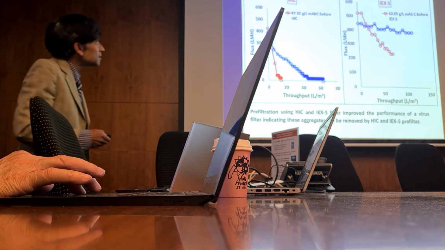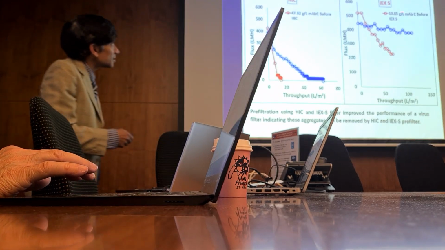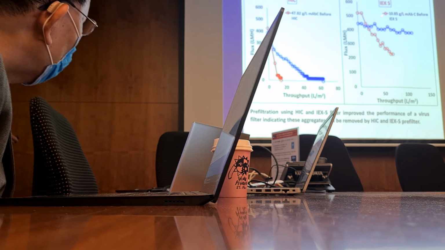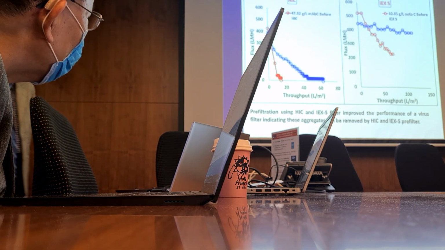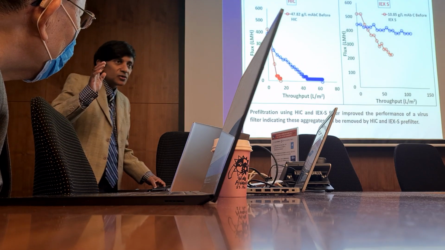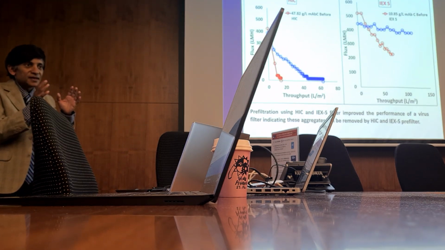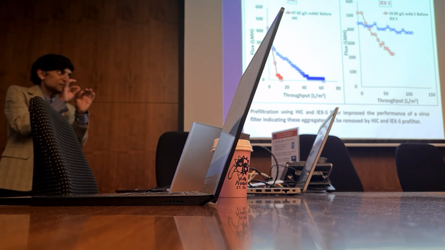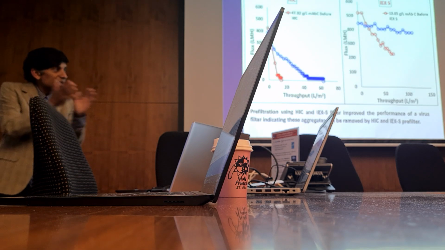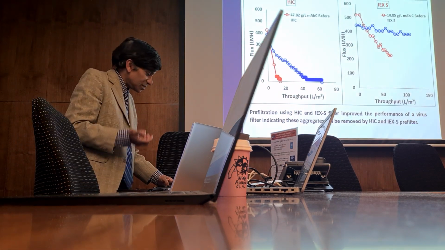So one way around it is to put a pre-filter. I'll just talk about this one, a cation exchange pre-filter, and you see you get much more stable fluxes. Now, I told you can also use anion exchange chromatography as a virus clearance step, but this is a pre-filter in line with your virus filter. There cannot be any gap or anything in between, and that's one way to overcome this.